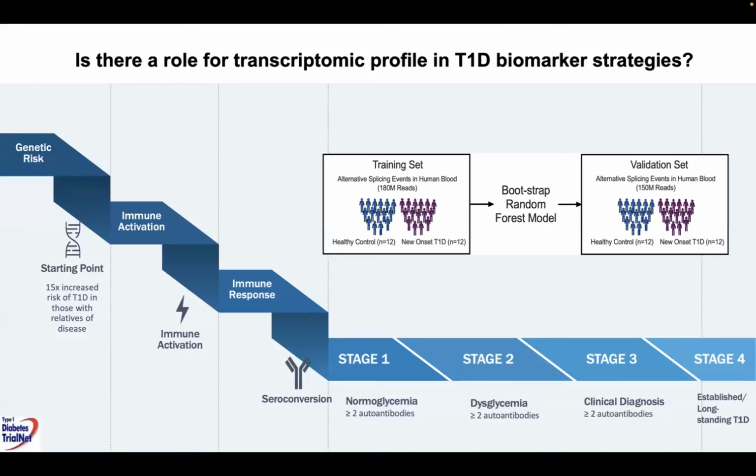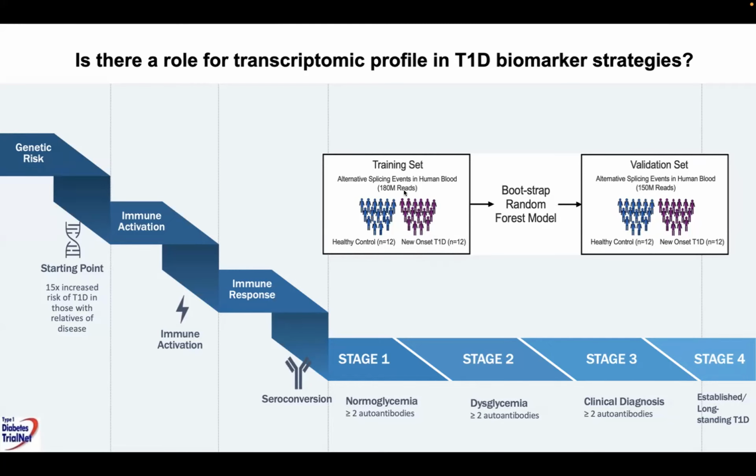For another ongoing project, in collaboration with Raghu and Bobby Jo, we have been looking at the circulation level. For the training set, we have 24 subjects. Half of them are new-onset type 1 diabetes, and the other half are healthy controls. The purpose of this study is to see whether there is a role for the transcription profile, especially alternative splicing, in the prediction of T1D risk.